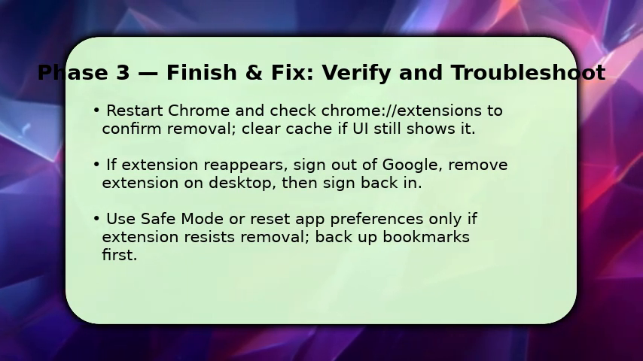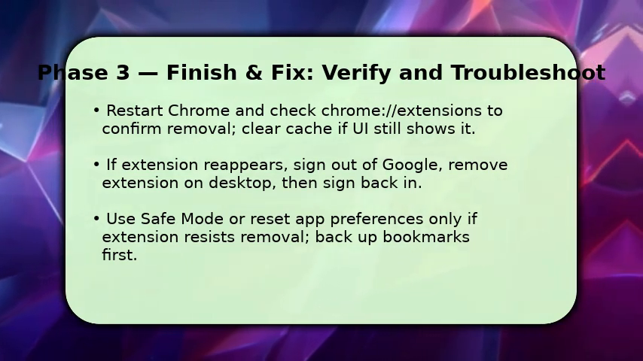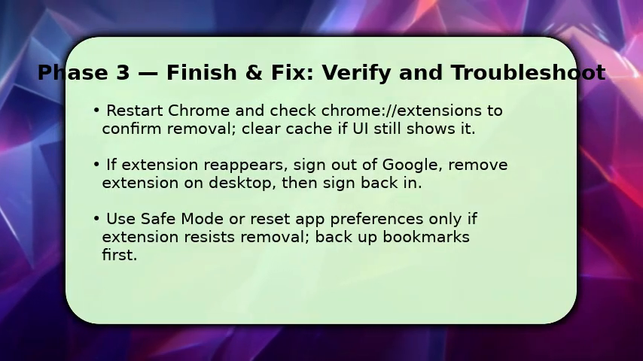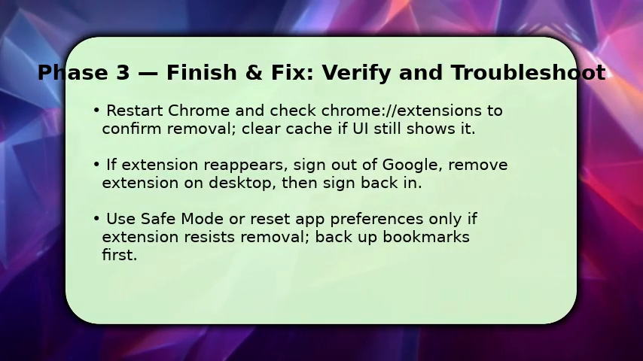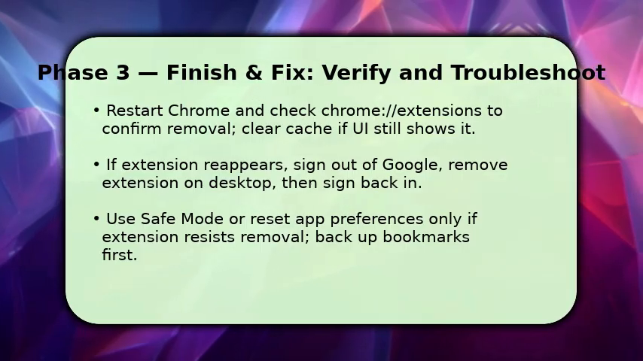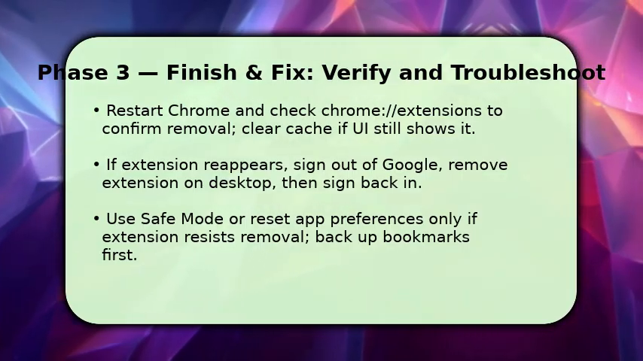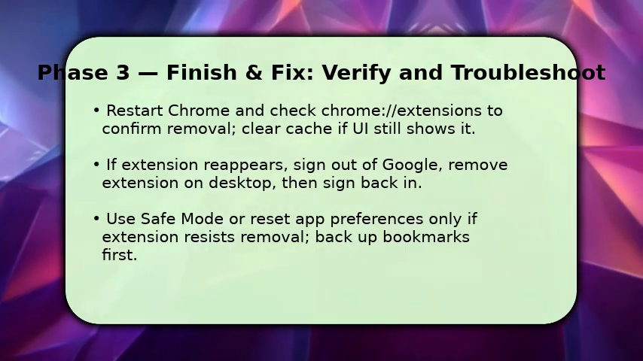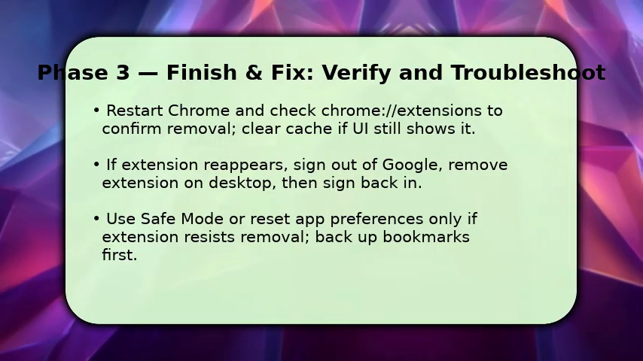If the extension reappears, sign out of your Google account, remove the extension from a desktop Chrome session, and then sign back into Android Chrome so sync doesn't restore it. If all else fails, reset app preferences or reinstall Chrome, but back up bookmarks and passwords first. Troubleshoot by disabling sync temporarily.